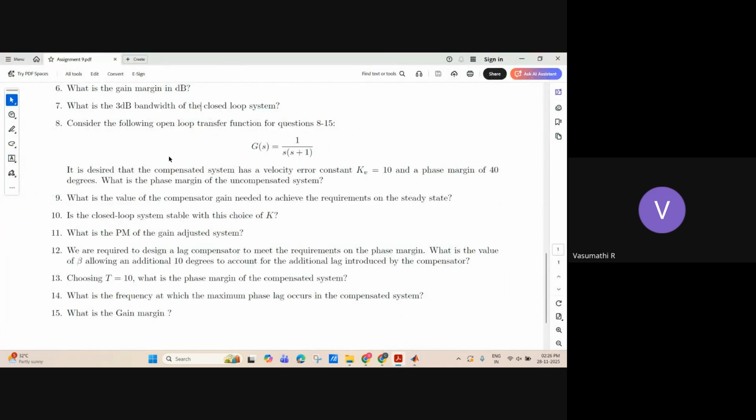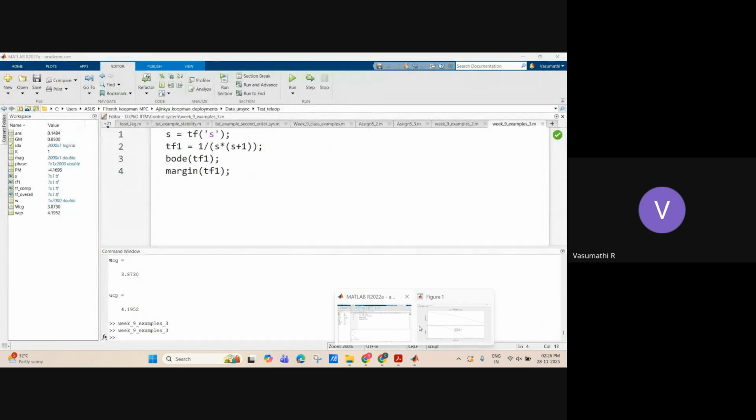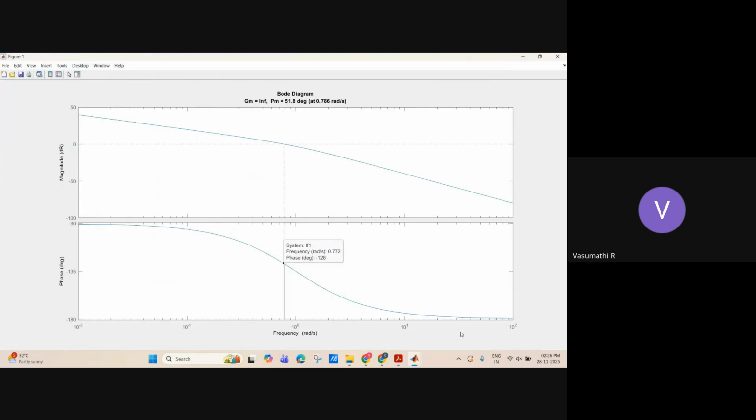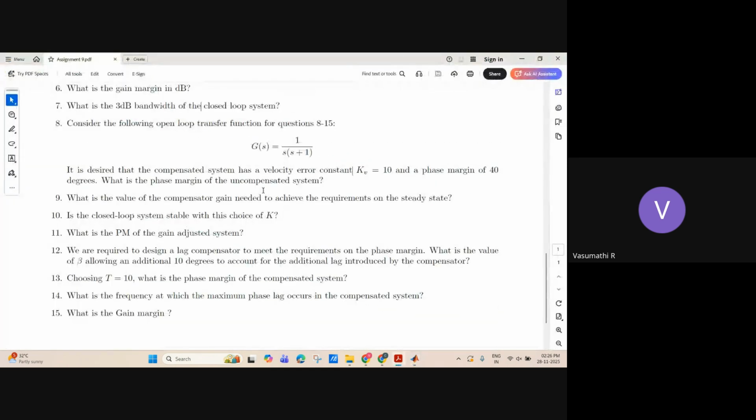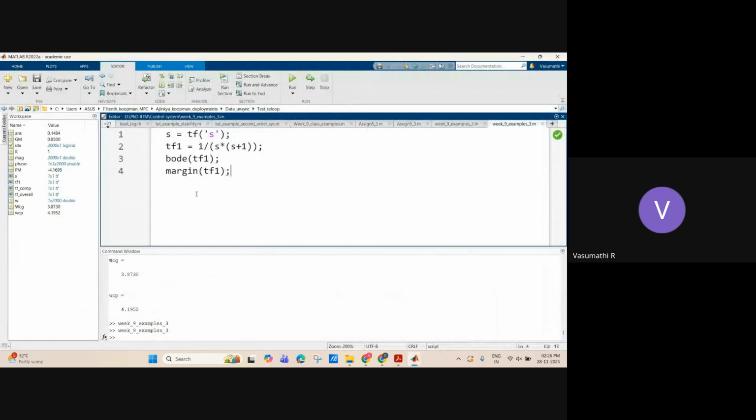For question 8, phase margin of the uncompensated system we found. How much did we find? It's 51, right? 51.8. In the first question, the phase margin of the uncompensated system is around 52. I'm taking it roughly.